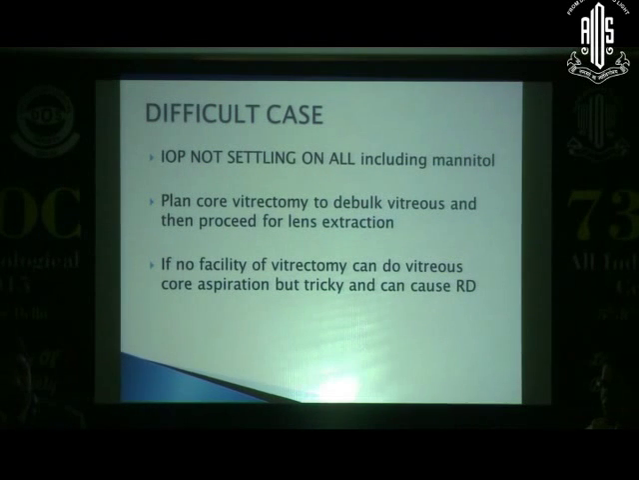In difficult cases, if the IOP is not settling by any means, it is 50, 60, and you have to go in by any means, then please remember that is the time we call in our retina surgeon. He does a 23 gauge vitrectomy and just does a core vitrectomy. Everything settles down, the chamber becomes deep, and you can do a nice cataract extraction.